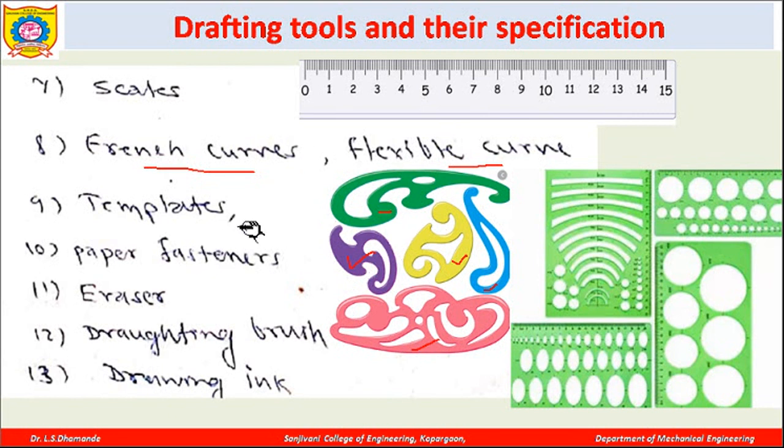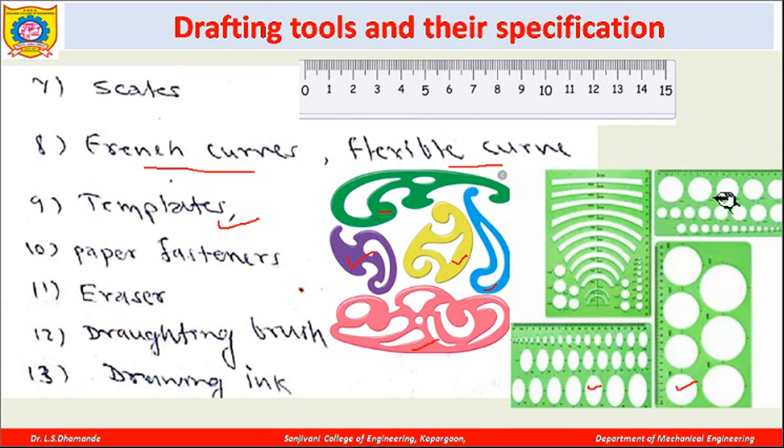At the same time, there are different templates available. You can see here you can draw different sizes of circles without using your compass. We can make different ellipses also. Here you can draw different ellipses, here different circles, because to draw a very small circle or a very small ellipse is a very difficult task and it is time consuming.